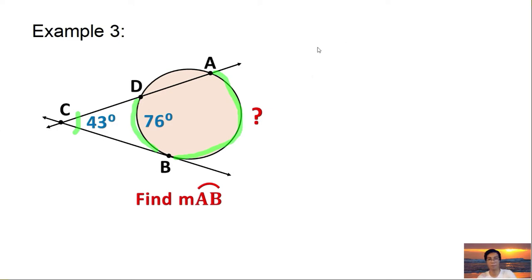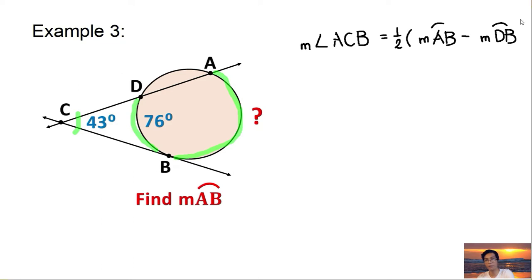So, applying the theorem, the measure of angle ACB is equal to 1 half times quantity measure of arc AB, yun po actually yung nawawala, minus the measure of arc DB or BD. Ayan. So, walang pagbabago dun sa unang part ng ating solution. Next, isa-substitute natin kung ano po yung mga given.